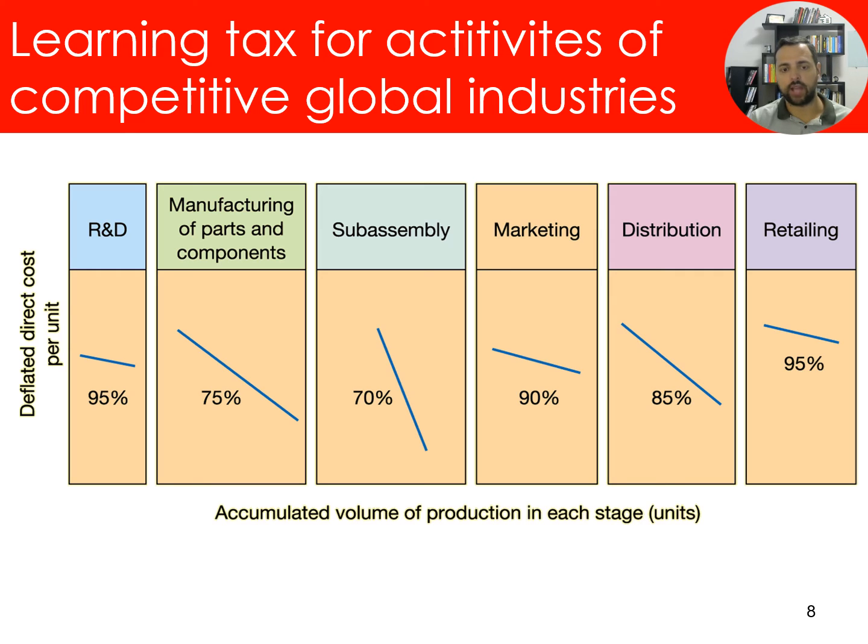It means that every time you double your accumulated production of parts and components, the average cost will be reduced by 25%. For sub-assembling, the learning rate will be 70%. So if you double the level of accumulated production of the companies that are assembling your product, the average cost will be reduced by 30%. And so on. We have 10% and 90% of learning curve for marketing, 85% for distribution, and 95% for retailing.